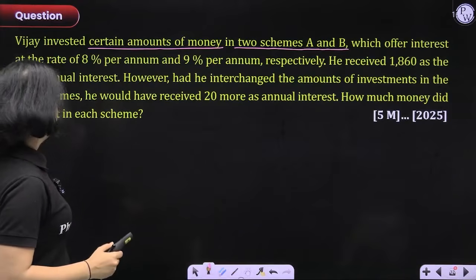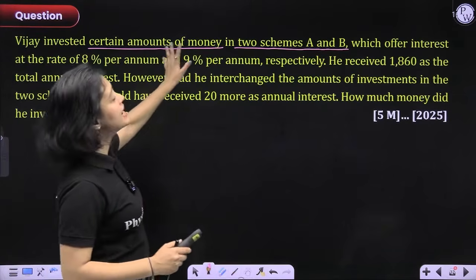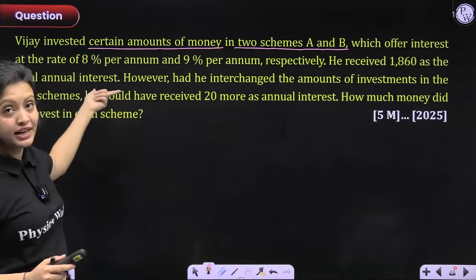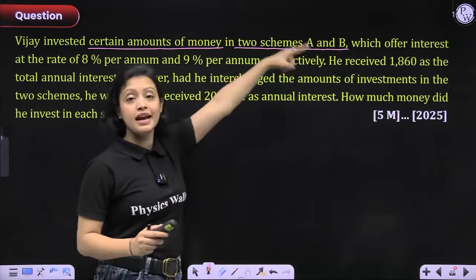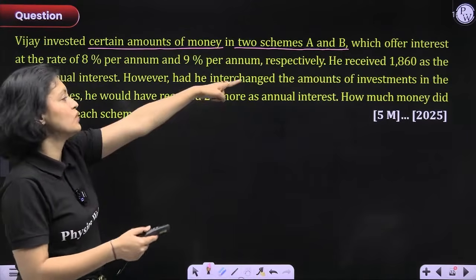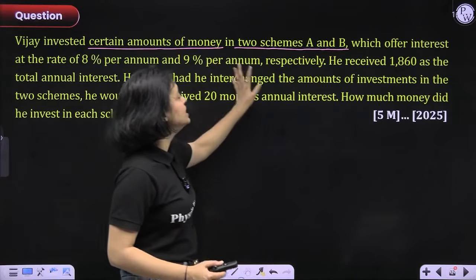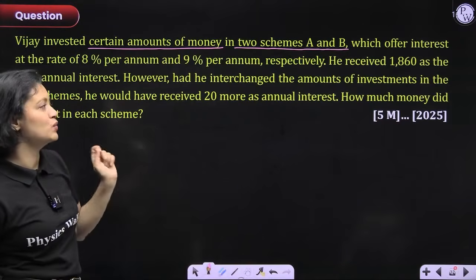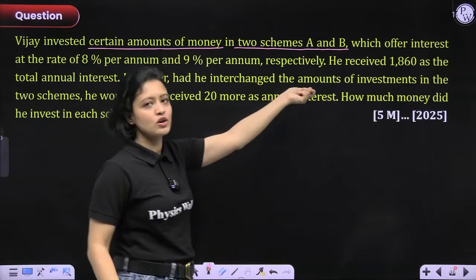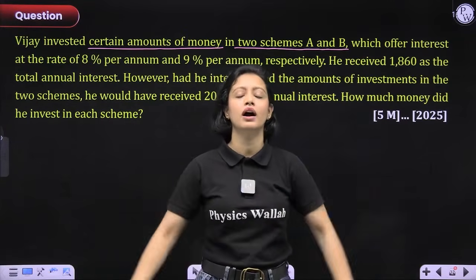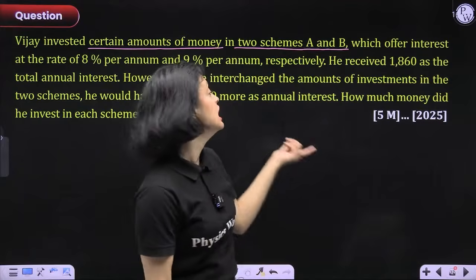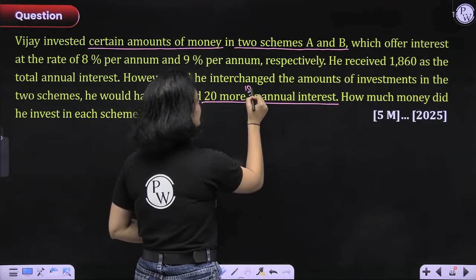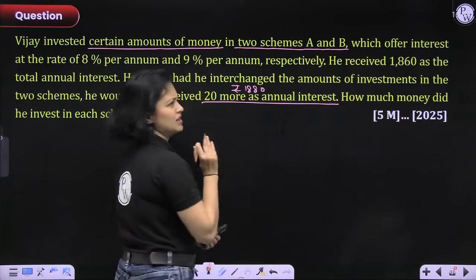Which offer interest at the rate of 8% per annum and 9% per annum respectively. He received 1,860 rupees as total annual interest. So total interest that he received on A and B together is 1860. However, if he had interchanged the amounts of investments in the 2 schemes, he would have received 20 more as annual interest. So previously he received 1,860 rupees. If the rate of interest on both the amounts would have been exchanged basically, total interest would have become what? 20 more than 1860, right? So 1880 rupees. That is what they wanted to say.